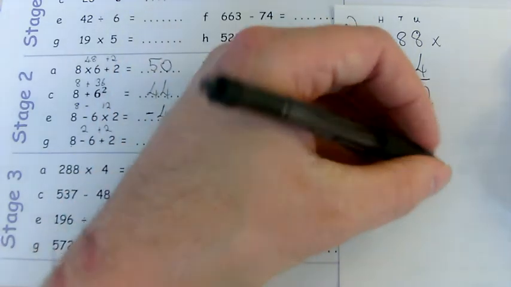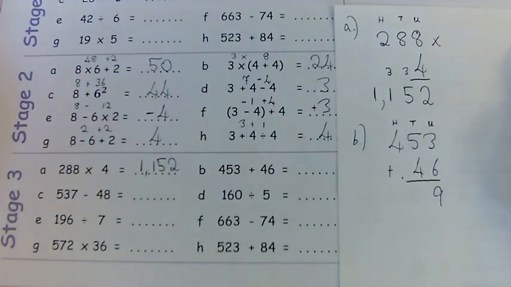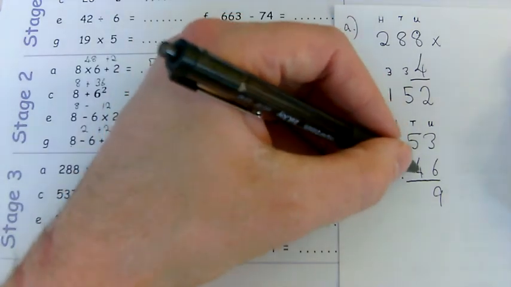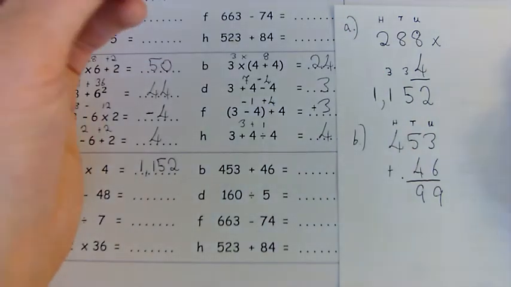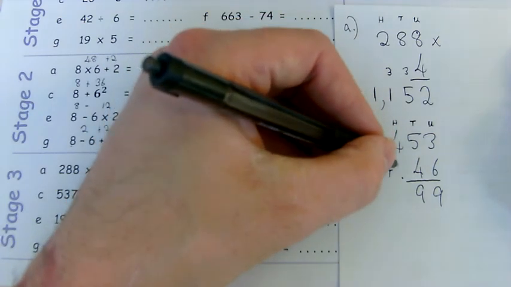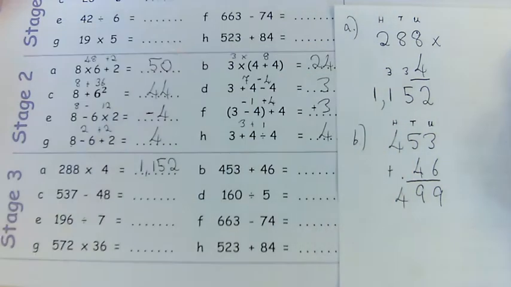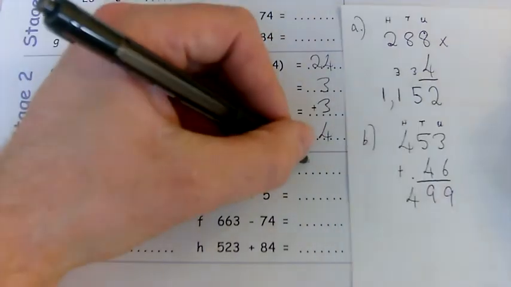3 plus 6 is 9. Nothing to carry over here. 4 plus 5 is 9. Again, nothing to carry. 4 plus nothing is 4. And that was pretty straightforward. 499.